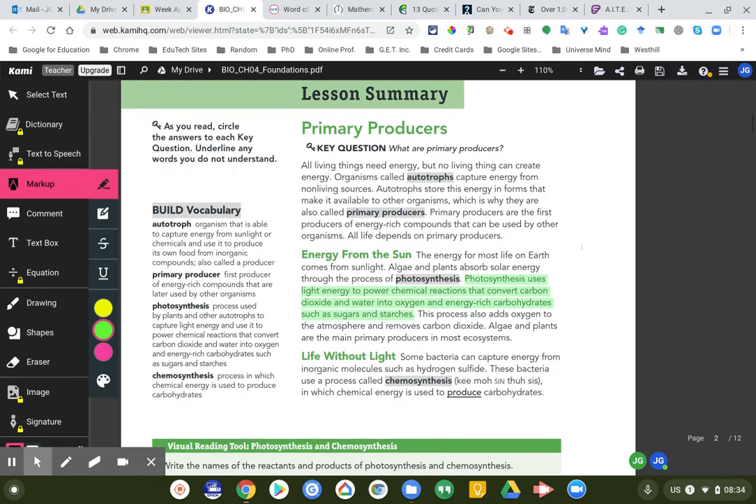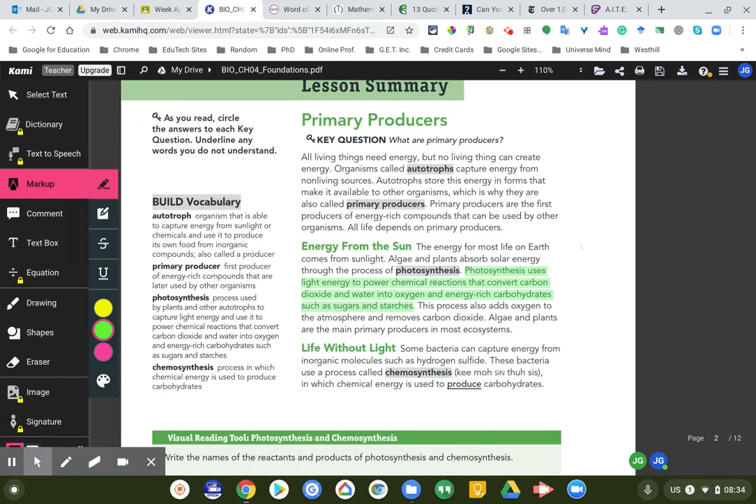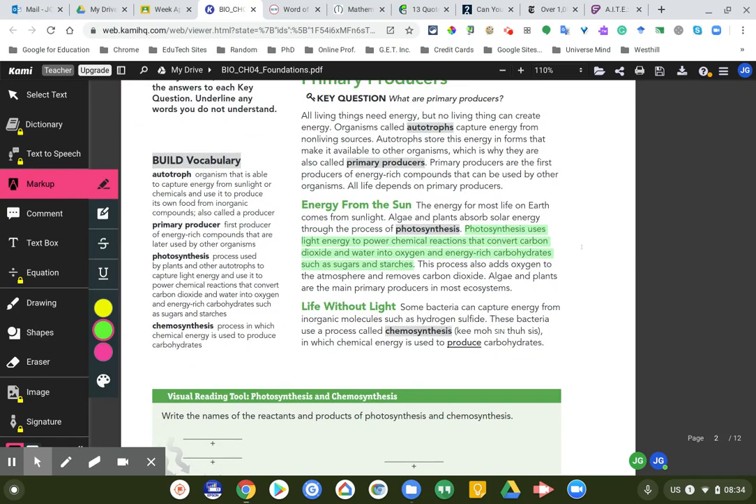So where were we? We're talking about primary producers, and now we're talking about photosynthesis and chemosynthesis. So we can see here, I just highlighted: photosynthesis uses light energy to produce chemical reactions that convert carbon dioxide and water into oxygen and energy-rich carbohydrates such as sugars and starches. So who uses this? It is the process that's used by plants and other autotrophs to capture light energy.